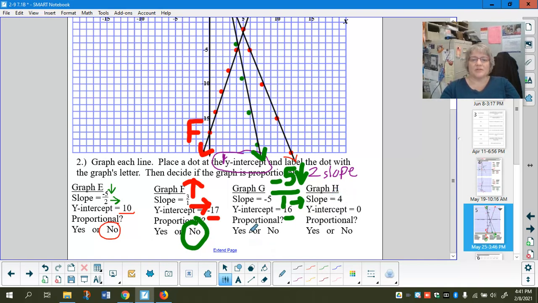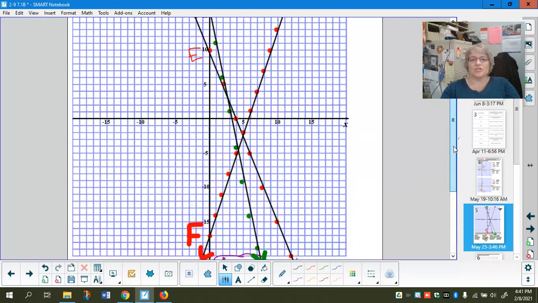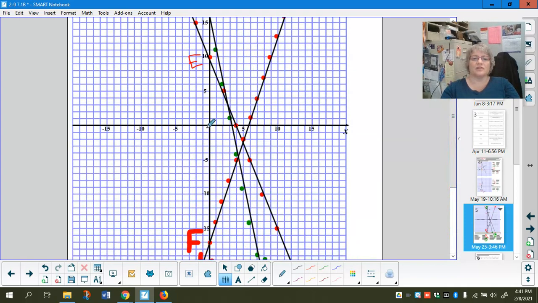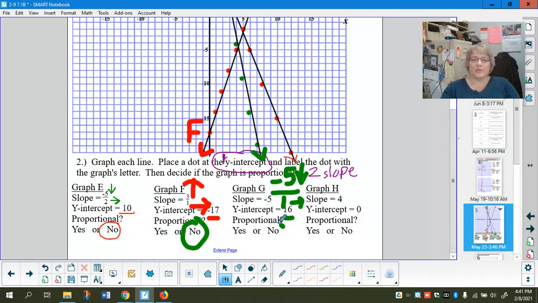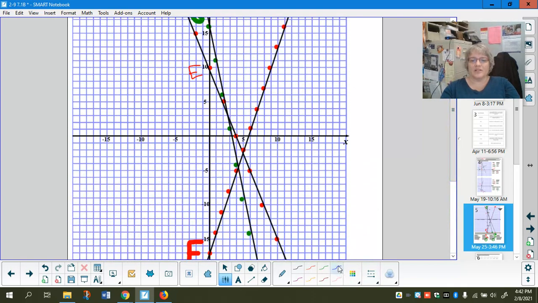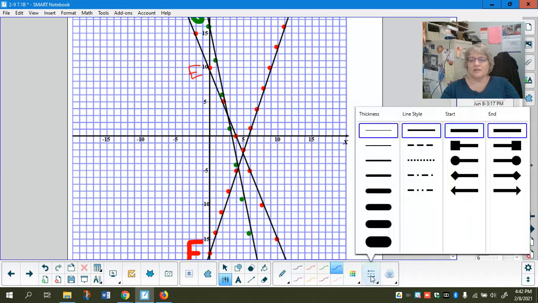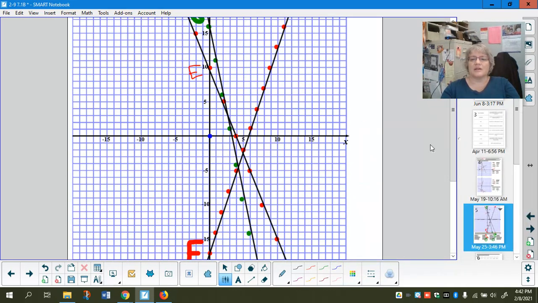Now let's finish off this one. Is it proportional? Is it straight? Yes. Does it touch 0, 0? Not even close. So nope, still not proportional. All right, graph H. The slope is 4. The y-intercept is 0. So I got a y-intercept of 0 finally. Okay, and the slope is 4.